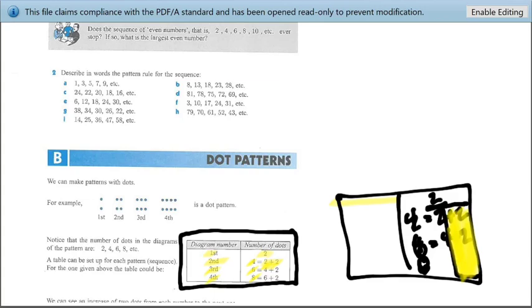Okay? All right. So what we're going to do is we're going to look at ways to organize our work and be able to establish patterns by looking at pictures with dots. Okay? So let's look at some more of these.